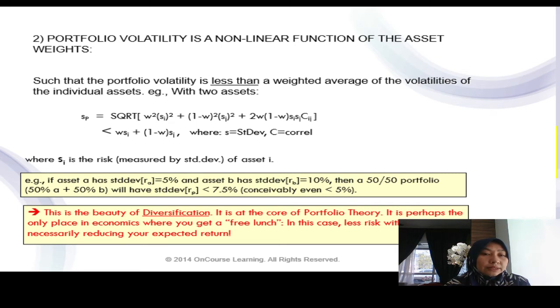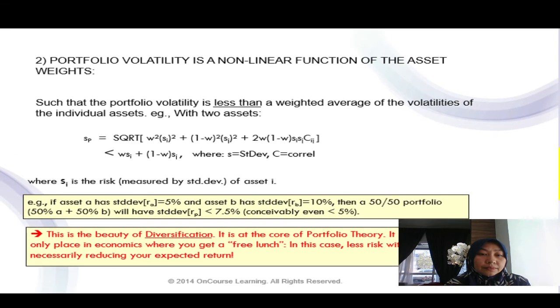So this is the equation, where sigma_i is the risk measured by the standard deviation of asset i. For example, if asset A has a standard deviation of 5% and asset B has a standard deviation of 10%, then a 50-50 portfolio will have a standard deviation of less than 7.5%. Non-linear, less than 7.5%, because portfolio investment actually reduces the level of risk for all assets together.